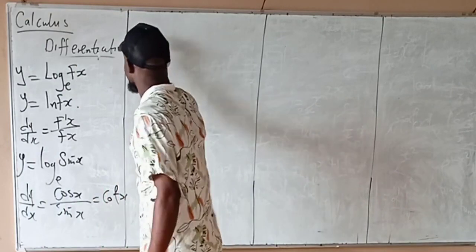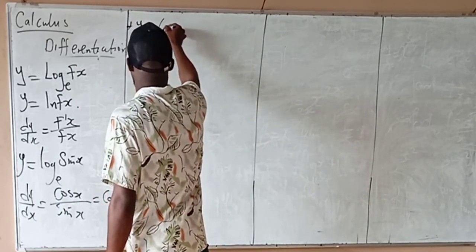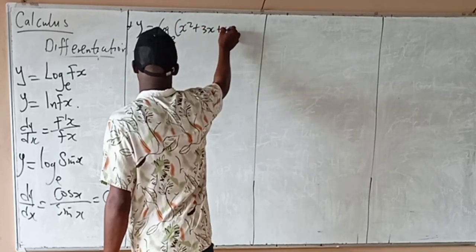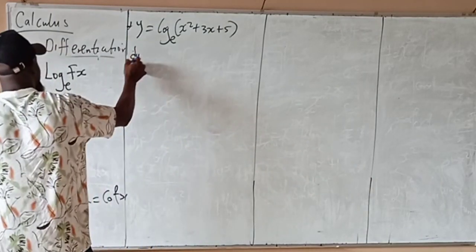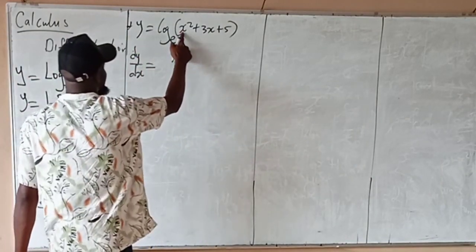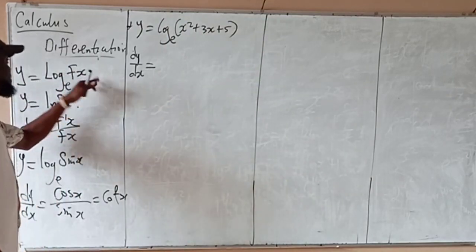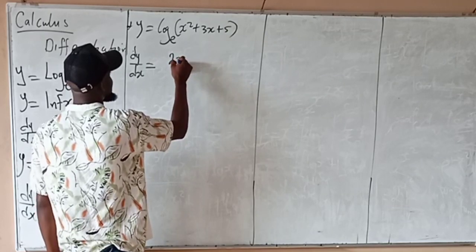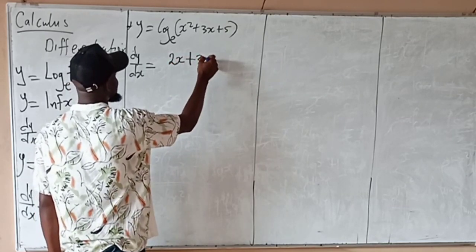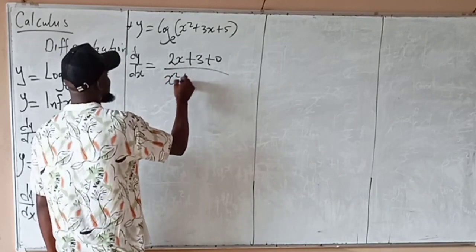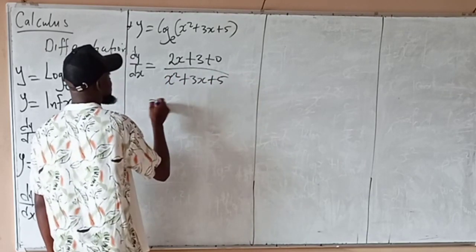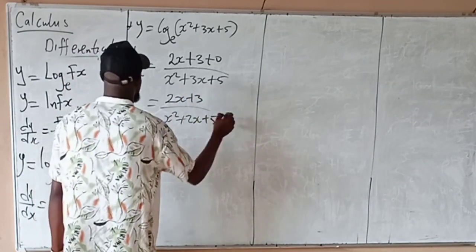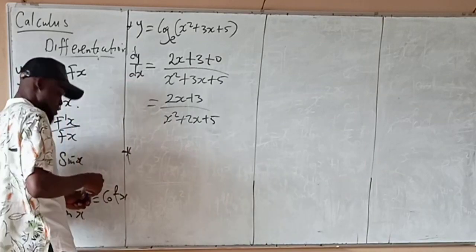Then let's say we have y is equals to log e of x squared plus 3x plus 5. What will be dy over dx? Differentiate the front, divided by that same front. That is it. Differentiate x squared, you have 2x, differentiate 3x, you have 3, differentiate 5, you have 0, over x squared plus 3x plus 5. That will give us 2x plus 3 over x squared plus 3x plus 5.